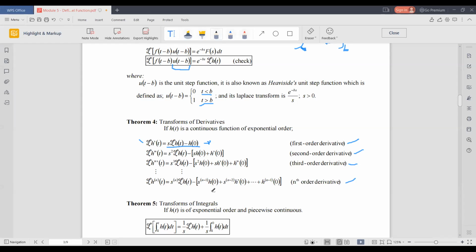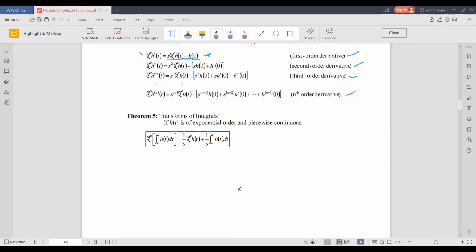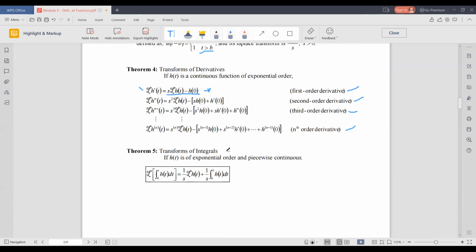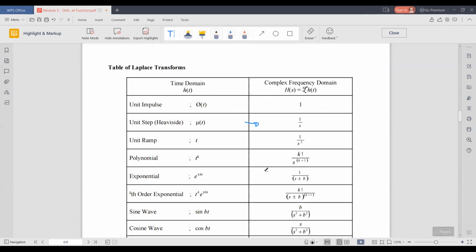Yan, dito. Okay, so let's take a look at theorem number 5 pa. Ito. So this is an exponential order naman and piecewise continuous. So with the combination of integral calculus, no? Yan. So we'll not deal with theorem number 5. Yan, dyan naman yung formula. So titingnan natin yung table of Laplace transform. And so unit impulse. So this is delta to delta.